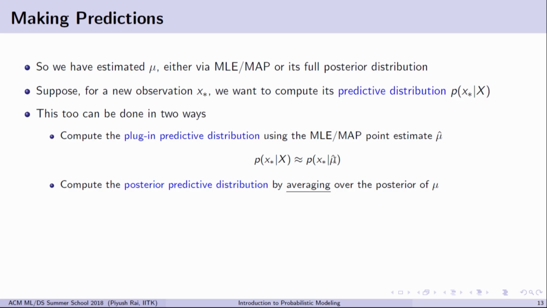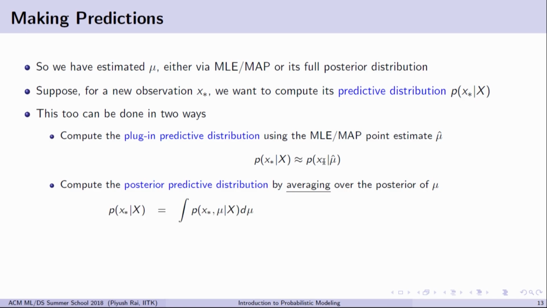The second way of computing this predictive distribution is called a posterior predictive distribution, where you average over all possible values of mu. Because in the previous case, we are only relying on one mu. We are simply saying, let's approximate it by a Gaussian with mean mu equal to mu hat. However, if we have a full distribution over mu, which is the case when we have a full posterior distribution, we can actually compute this quantity by averaging over all possibilities of mu.